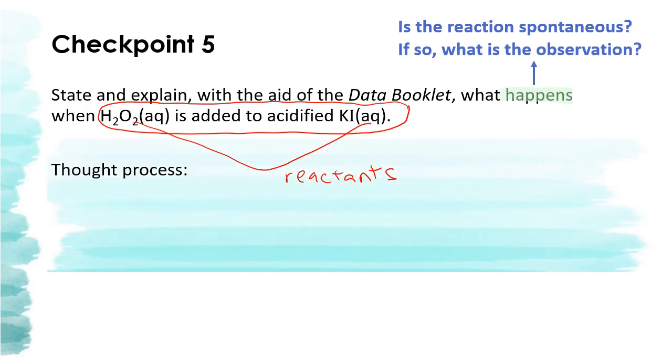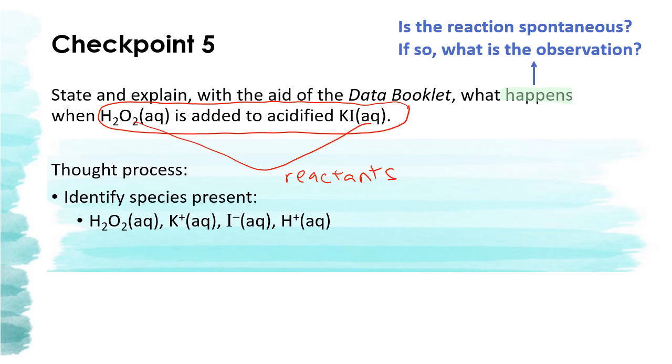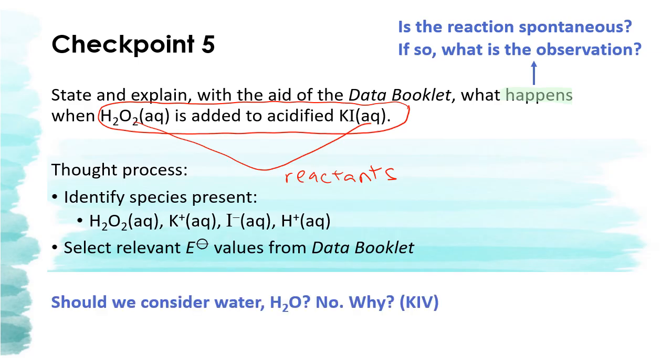So what should your thought process be? We need to know what are the things that we need to look out for. Basically, what are the species that might participate in the redox reaction? So there are a few choices: H2O2, K plus, I minus, and H plus. Okay, so what we need to do now is to look for the relevant reduction potential values from the data booklet. And there's another question that we should put at the back of our mind first: do we need to consider water? Because water is also present because an aqueous medium is used.